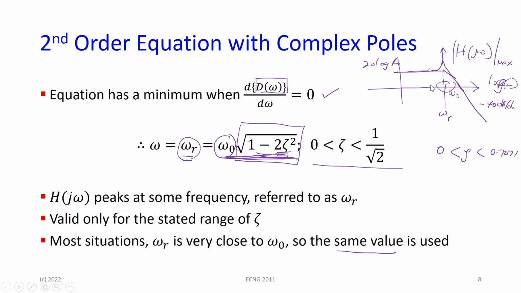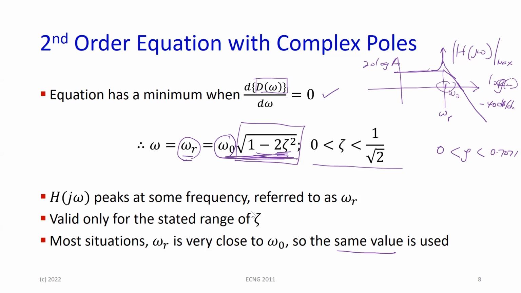So if one is 100 hertz and one is 110 hertz, you're not going to see that very clearly on a log scale unless you zoom. Because we deal with straight line approximations to the behavior, we just want an idea of what the thing is doing. We generally assume that omega r is approximately equal to omega 0, okay? But you could calculate the real value from this to see just how different it is.